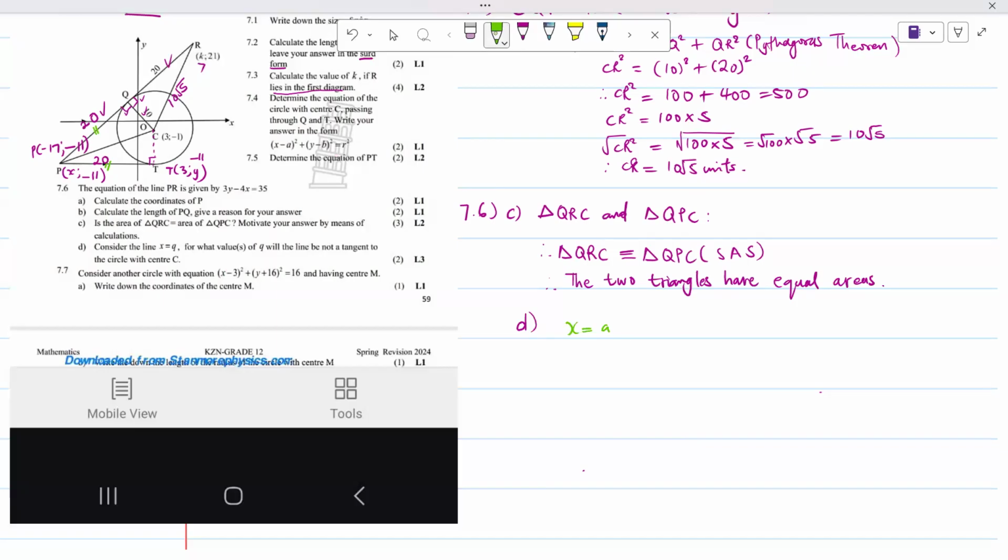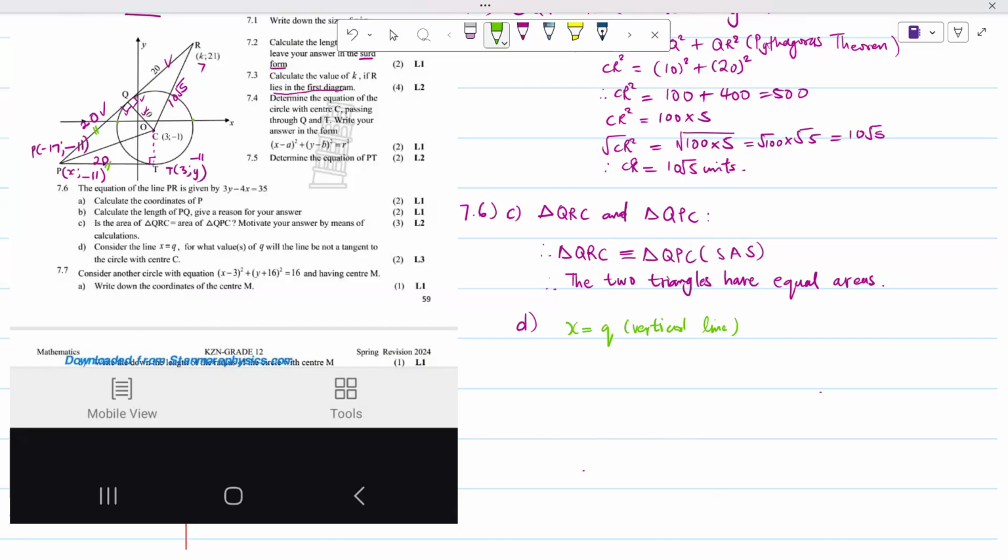So it means the value of q must be chosen in such a way that the line will cross. The value of q must be between the x-intercepts of this circle. Any number between this point here and this point here will make the vertical line not a tangent, because it will cross the circle at 2 points, and will become a secant line.